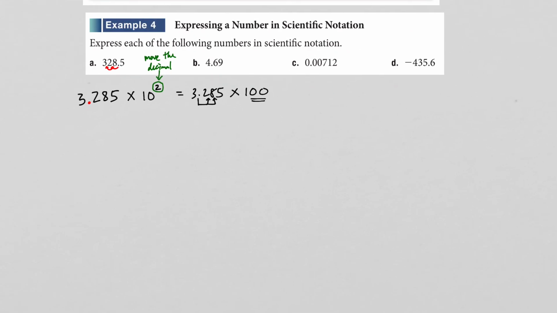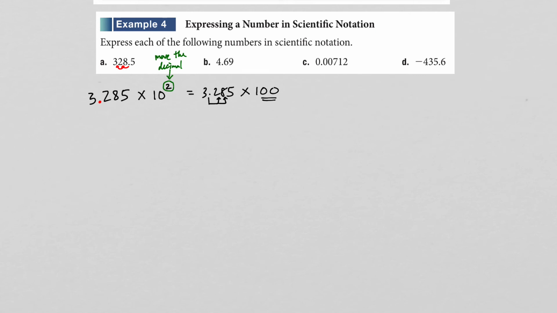Let's take a look at the second number, 4.69. In scientific notation, 4.69, well, notice that the decimal point is already in a spot where this number is between 1 and 10. So we don't actually need to move the decimal at all. So in this case, when you put it in scientific notation, you're going to multiply by 10 to the 0 because you don't need to move the decimal at all.